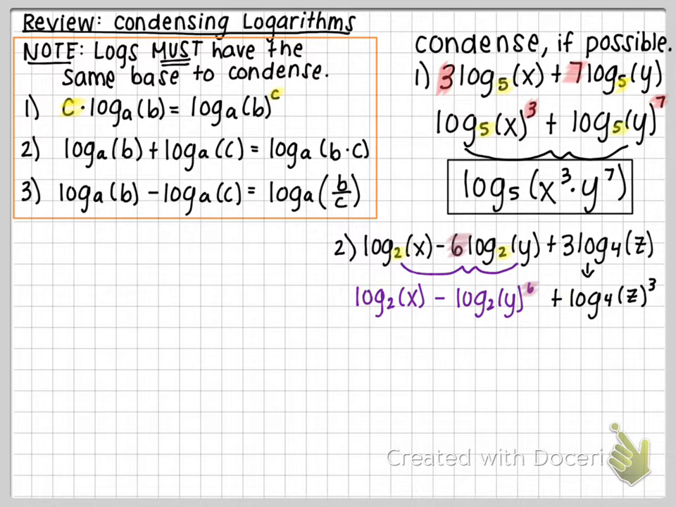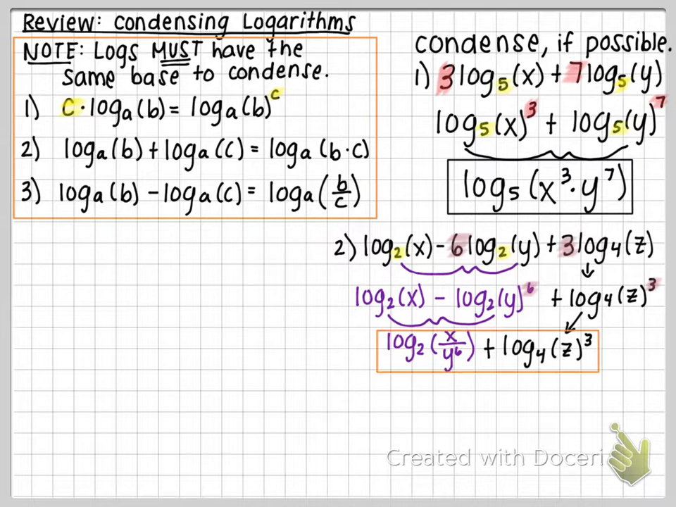Okay, and then same thing here. That number 3 is going to be a cubed now. It's going to go up to the exponent. Okay, so we can combine these two, and it's going to be division because it's a subtraction sign. So log base 2 of x over y to the 6th plus log base 4 of z cubed. We cannot combine because one has a base of 2 and one has a base of 4.